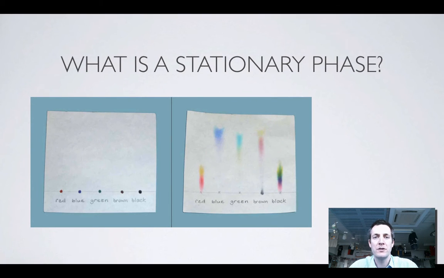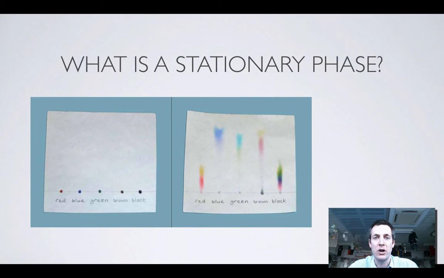Okay, so first of all we're going to look at something called the stationary phase. Now all the pictures that you see in this film are of simple chromatography experiments like the kinds of chromatography that you're likely to have carried out yourself. Okay, so filter paper is used as your stationary phase and water often used as your mobile phase.